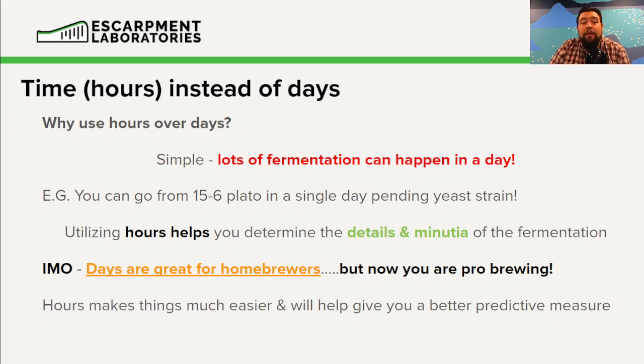The first thing, I would recommend that you monitor all your fermentations in hours since yeast is added. Why use hours over days? This is pretty simple in my mind. Lots of fermentation can happen within a single day. We can have a beer go from 15 to 6 degrees Plato in a single day if we're working with a Kveik or even just an aggressive ale yeast. Utilizing hours helps us determine the minutiae and details of our fermentation. In my honest opinion, days are great for homebrewers, but we're pro-brewing here. Hours give us a lot of useful information, and they're a much better predictive measure of how fermentation should be going. I should know, say, within 48 hours, what my beer is going to look like, not 2 days. 48 hours is much more useful.